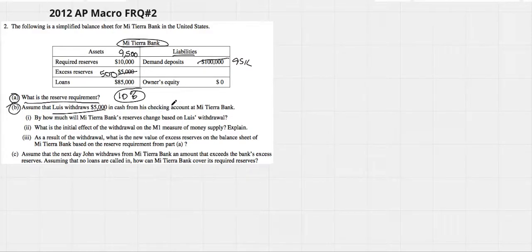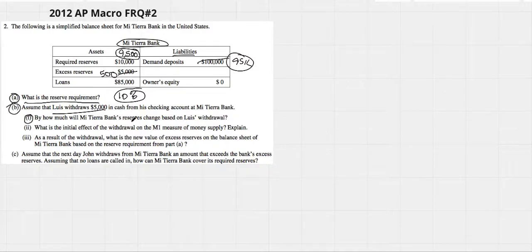So I think we're set up now. Louis came in and withdrew $5,000. Excess reserves went to zero. Demand deposits went to 95,000. We only need 10% of that 95,000 in required reserves, so that was 9,500. That extra $500 that wasn't needed in required reserves flowed into excess reserves, and now could be loaned out if the bank needed it to be.